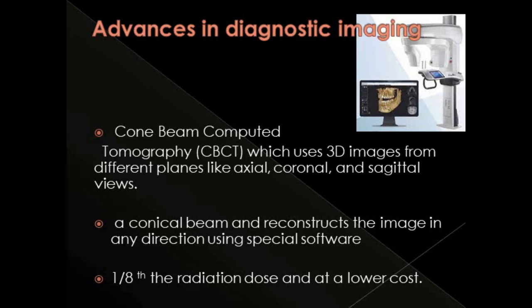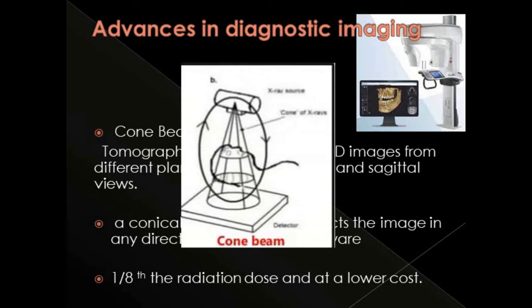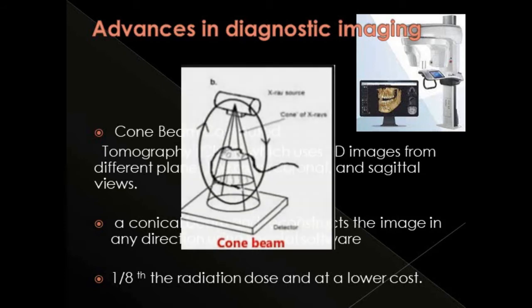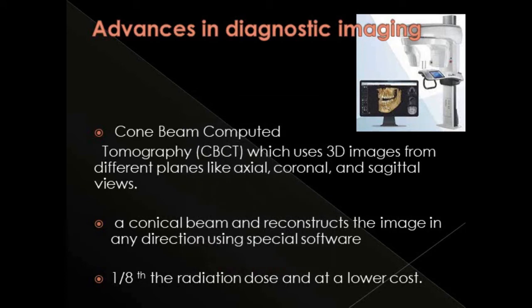First, the advances in diagnostic imaging. We know that the success of an implant placement relies on proper imaging, and among the latest technologies in dental imaging is cone beam computer tomography, commonly said as CBCT, that uses 3D images from different planes like axial, coronal, and sagittal views. So basically, this uses a conical beam and provides a stream of data that helps the surgeon to reconstruct the image in any direction using specialized software while exposing patient to a much less amount of radiation.